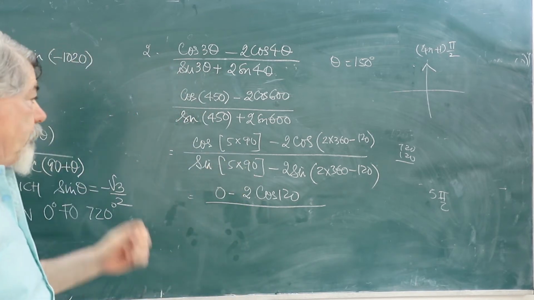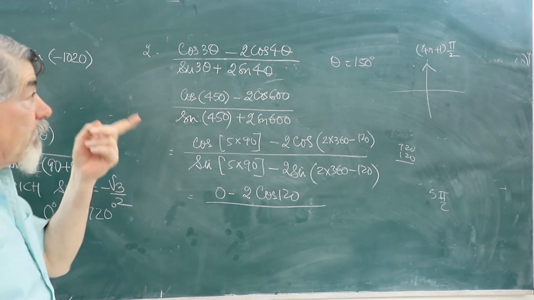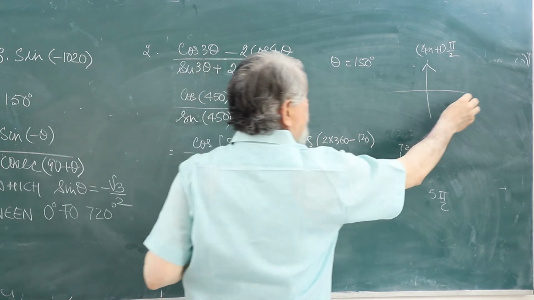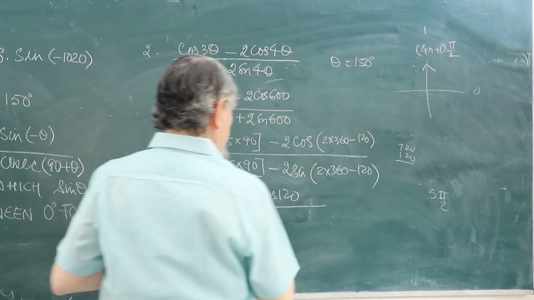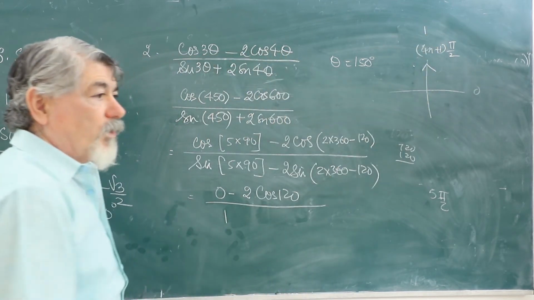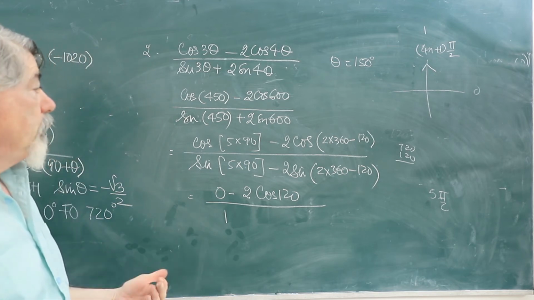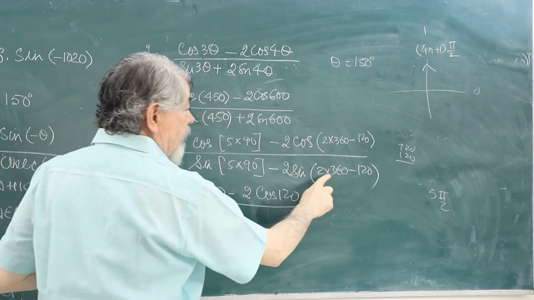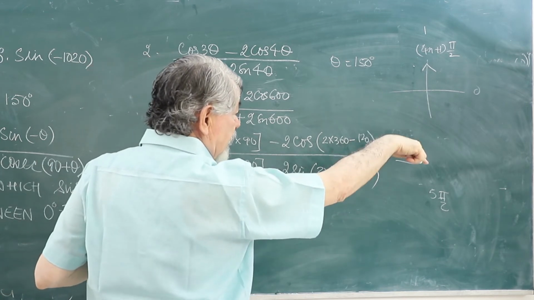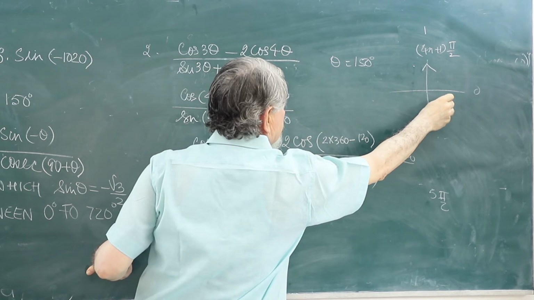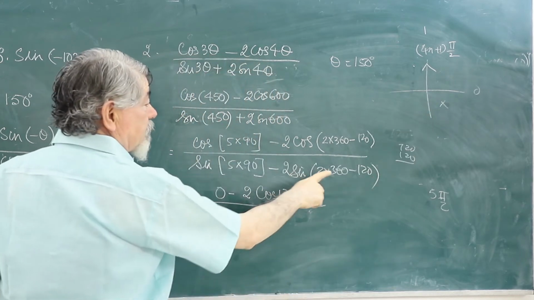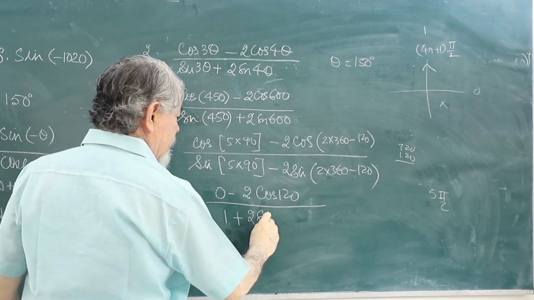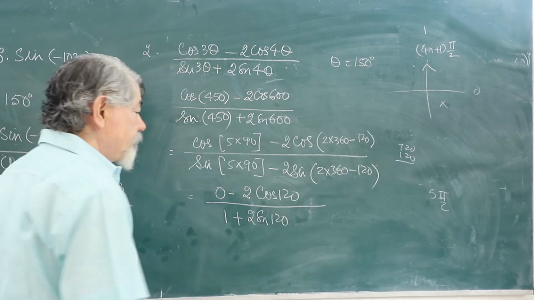5 pi by 2. Sine is always 1 here, 0 here and 1 here, so it will be 1. An odd multiple of pi by 2 will give you sine as 1. Minus 2 sine 360 into 120 will come into the fourth quadrant again, and it will become minus. So 2 sine 120.